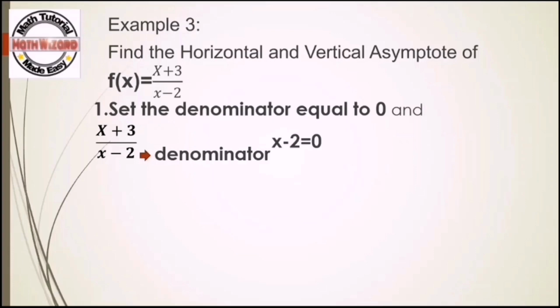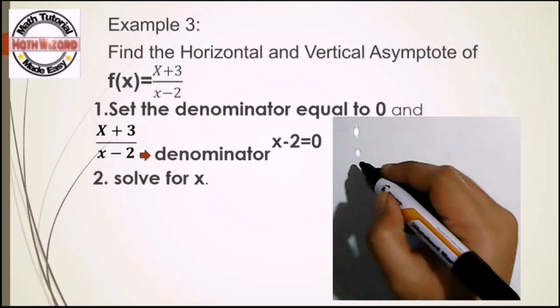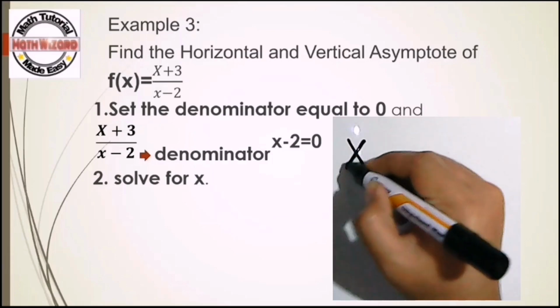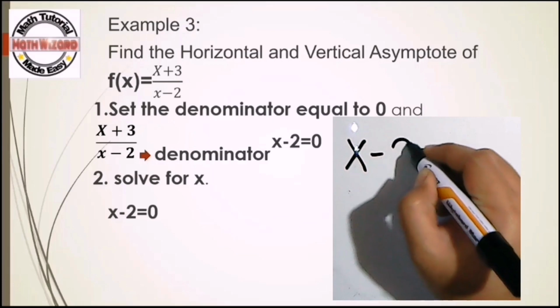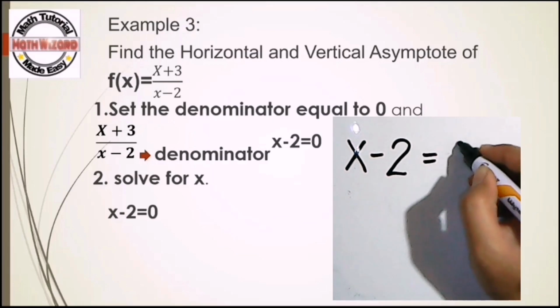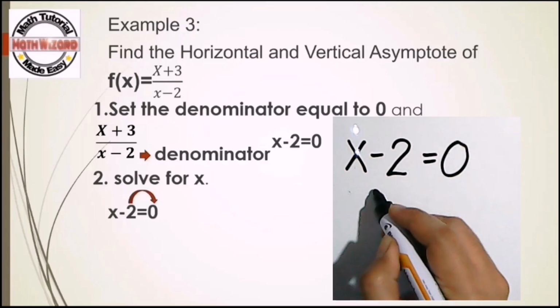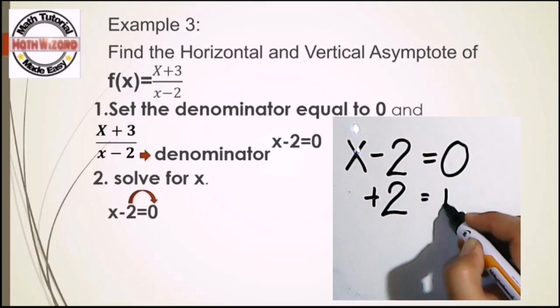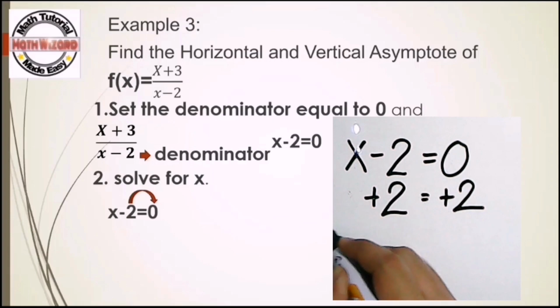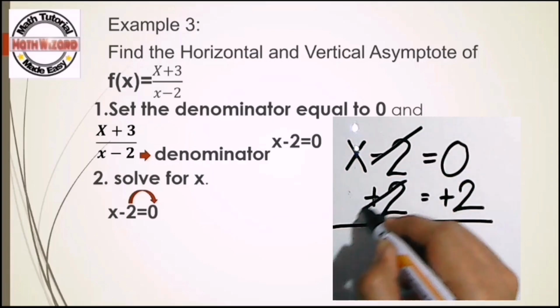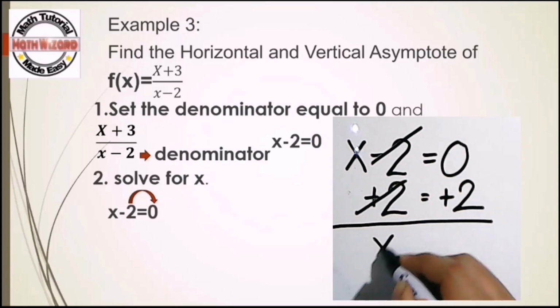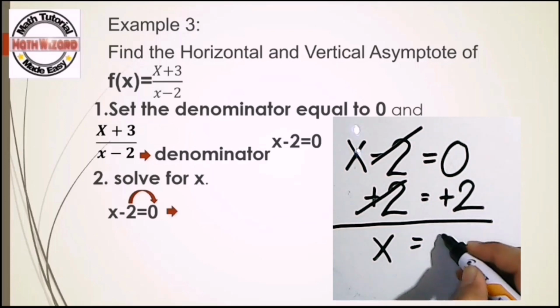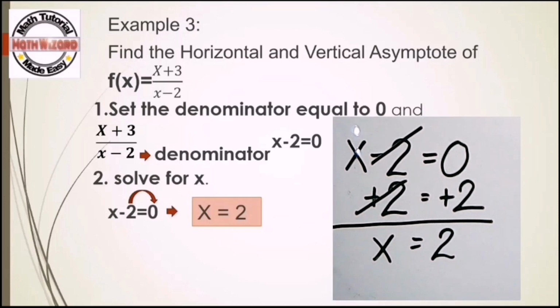And then, afterwards, we now solve the value of x, which is x minus 2 equals 0. We need to add both sides, left hand side plus 2, and then right hand side plus 2, or just transpose it. So as we can see, from negative 2 it becomes positive 2. So x is equal to 2.